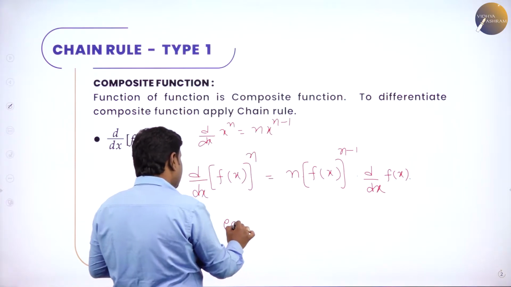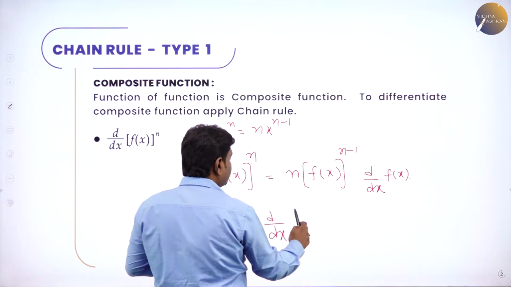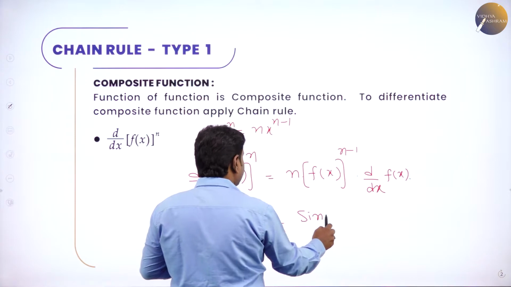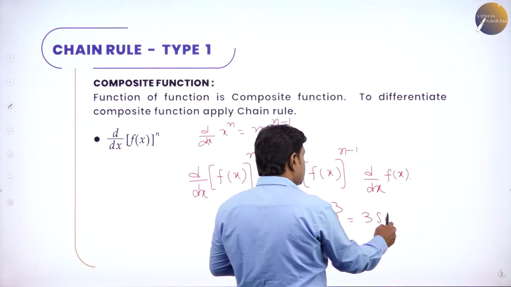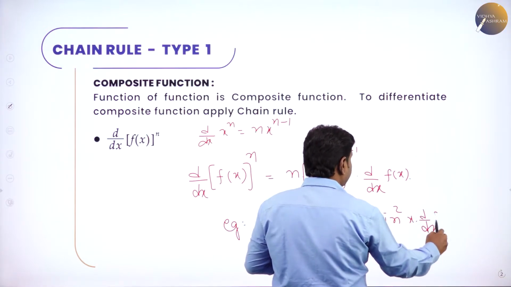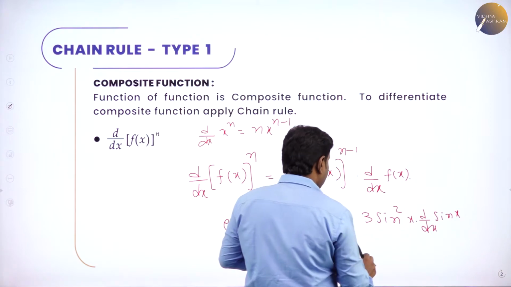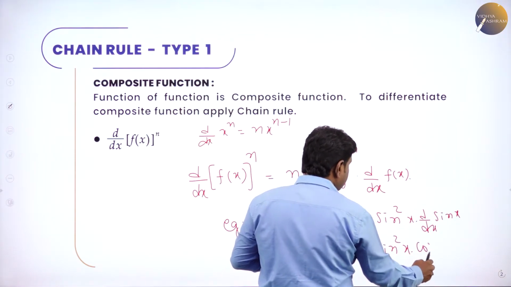And any example you can take. If I ask you to find the value of d by dx of sine x whole cube, or sine cube x, the answer is 3 sine square x into d by dx of sine x. What is the derivative of sine x? Cos x. I asked you to become thorough with all the formulas. So it will become 3 sine square x into cos x.